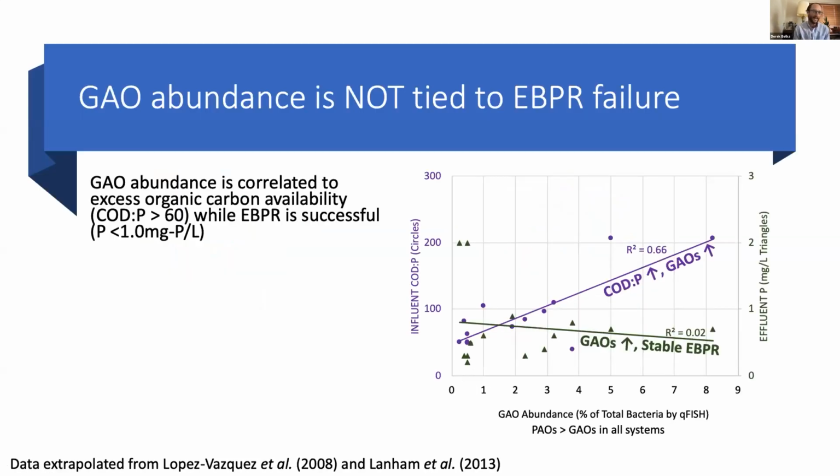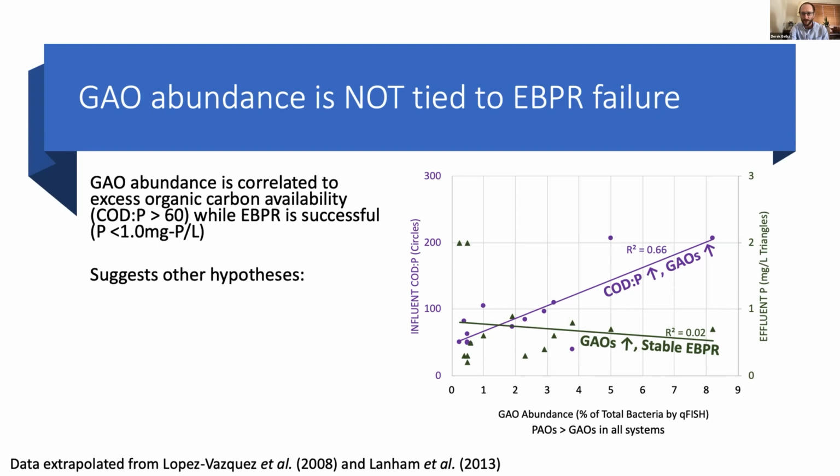But when we look at data from full scale systems, we actually see that the presence of GAOs does not seem to affect enhanced biological phosphorus removal performance. What we see is that an abundance of organic carbon, represented here as a COD, or chemical oxygen demand to P ratio, greater than about 60, seems to be more correlated to a rise in the abundance of GAOs within the system. So we're seeing essentially a successful system with GAOs present in it.